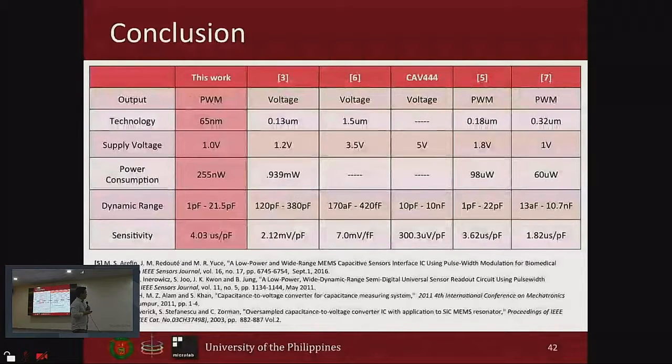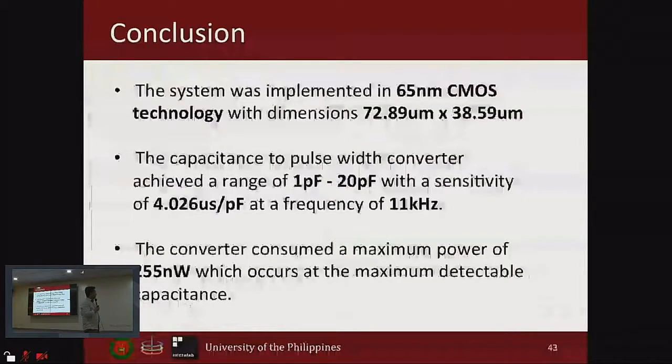So in conclusion, the system was implemented in a 65 nanometer CMOS technology, given the following dimensions. The capacitance pulse width converter achieved a range of 1 picofarad to 20 picofarad at a frequency of 11 kHz. This converter consumed the maximum power of 255 nanowatts, which occurs at the maximum detectable capacitance of 20 picofarad. So with that, thank you.